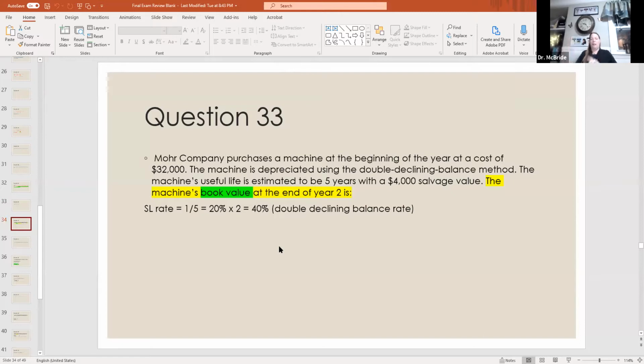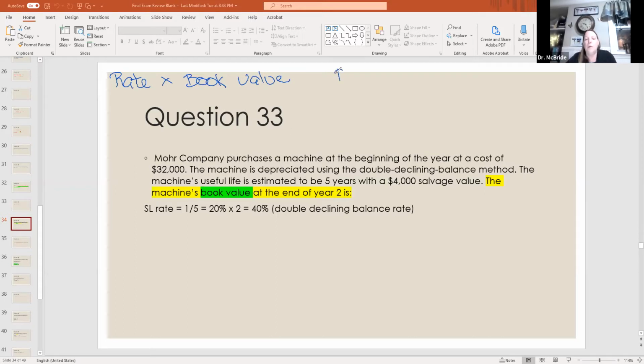Okay, declining balance. This is the weird one. This is the only weird method. And the reason it's so weird is because you don't subtract the salvage value out at the beginning. So with all of the other methods, you take the salvage value and you set it aside, so it's still there when you're all done. With declining balance, you're not setting it aside. The other weird thing about declining balance is that everything is calculated with the rate times the book value. And the book value changes every period.